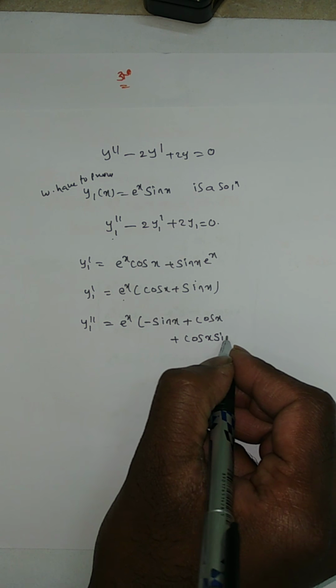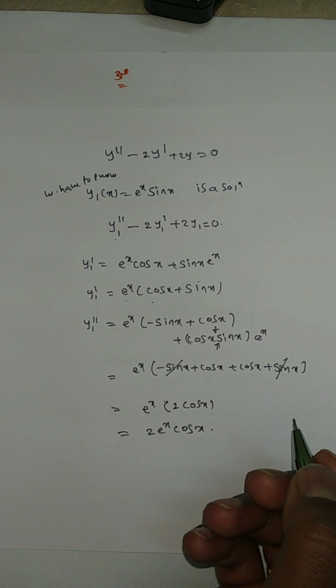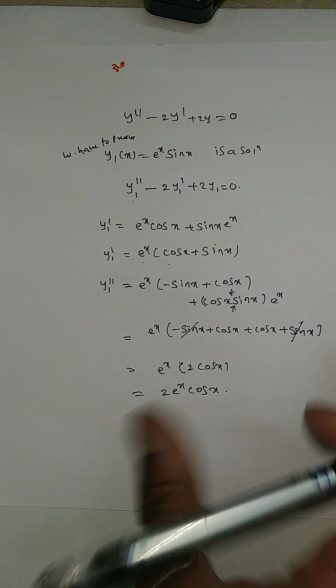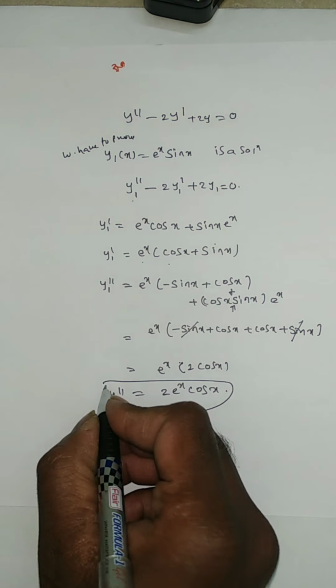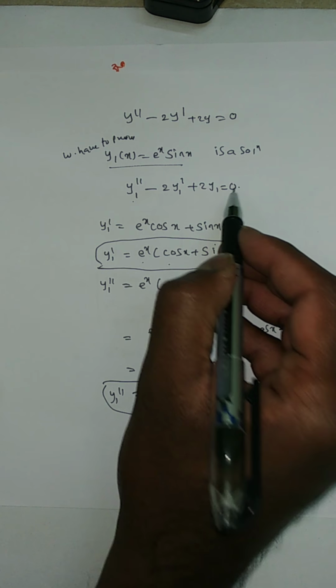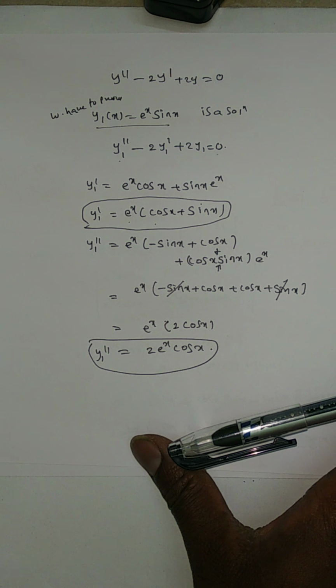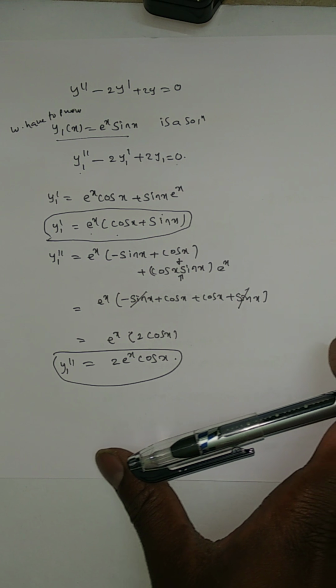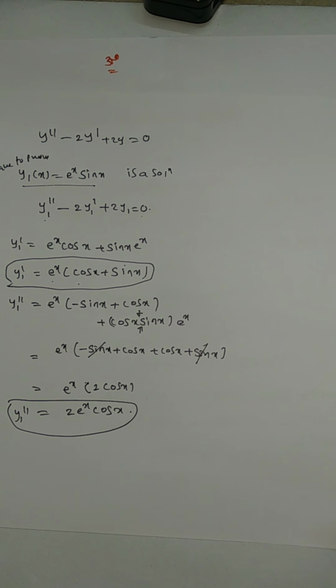Okay, now if you simplify, then you will get y1 double prime is e power x. Here you see, minus sin x plus sin x get cancelled, cos x plus cos x is 2 cos x, that is 2 e power x cos x. So now we have to substitute this y1 double prime, y1 prime and y1 value in this equation. If it satisfies this equation, then you can say y1 is a solution. Okay, now we will check it.